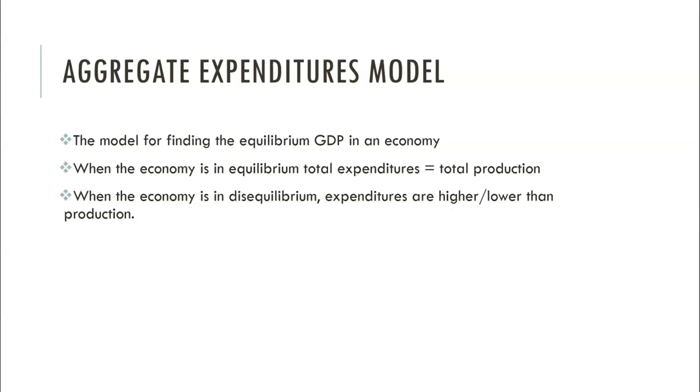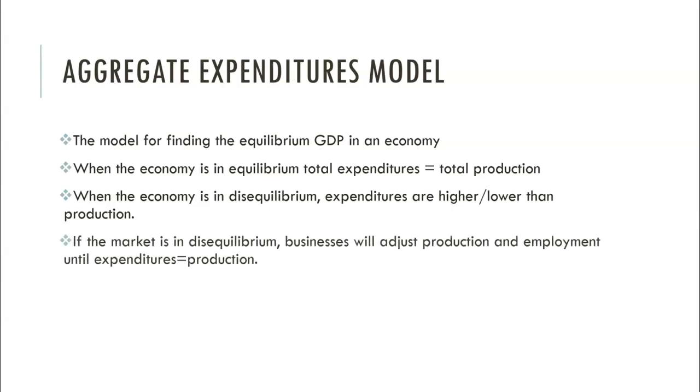The economy would be in a disequilibrium when expenditures are higher or lower than the level of production. So basically where they don't match. People purchase more stuff than was produced or they purchase less stuff than what was produced. We'd say the economy is in disequilibrium.